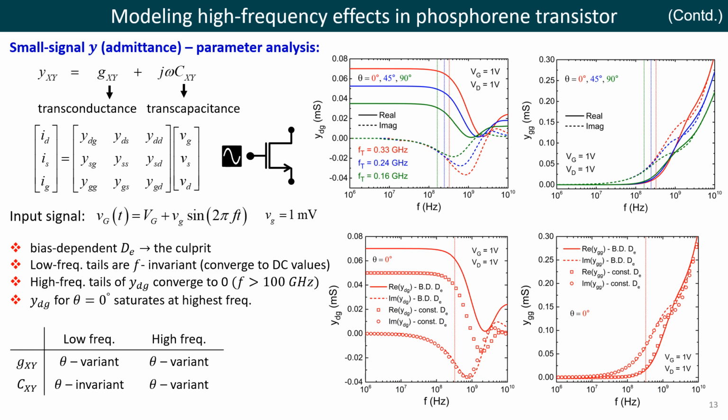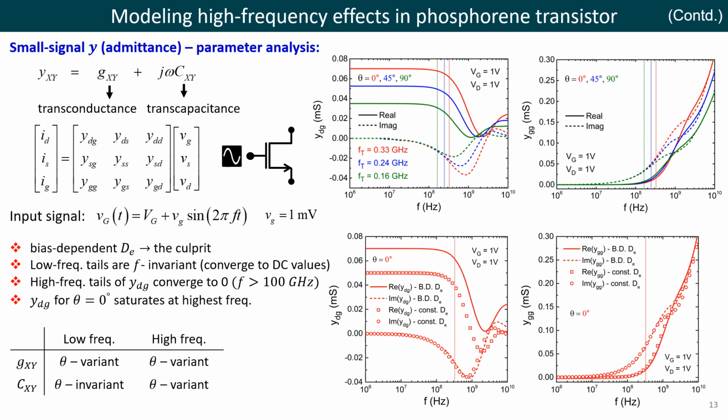For example, at low frequency, the real part of Ydg, that is the transconductance Gm, converges to almost 0.07 millisiemens for theta equal to 0 degree, which is equal to its quasi-static value at saturation. On the other hand, at very high frequencies, Ydg tends to converge to 0, which means that at very high frequencies, say frequencies greater than 100 GHz, the transistor becomes totally unresponsive to the input signal variations.